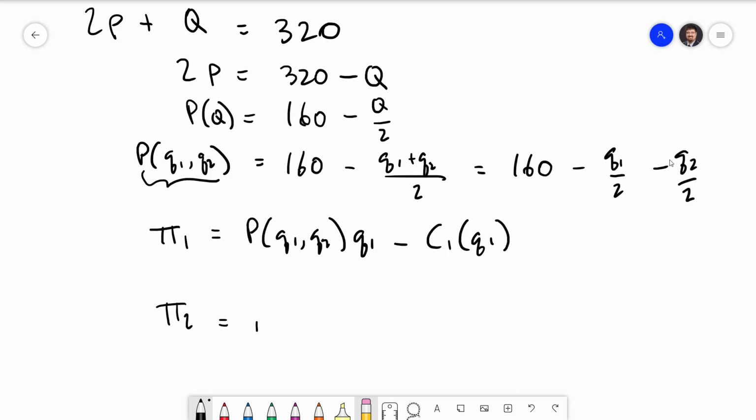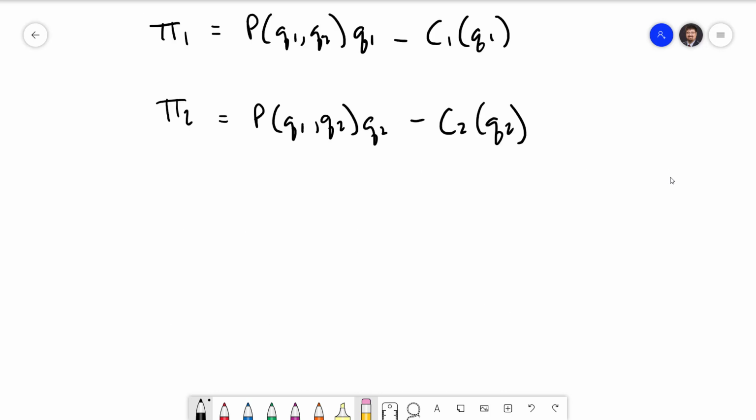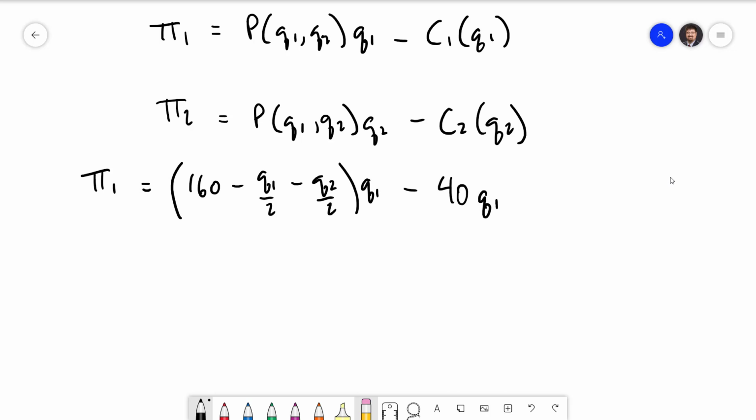We can do the same thing for firm 2. We have our inverse demand function determining the price, but firm 2 is producing Q2, and their total cost is C2 of Q2. From here, I'm going to plug in all of the information that we have so far. So firm 1's profit, we have our inverse demand, which we solved for earlier, which is 160 minus Q1 over 2 minus Q2 over 2. We have that times Q1 minus our cost function for firm 1, which remember is 40 Q1.